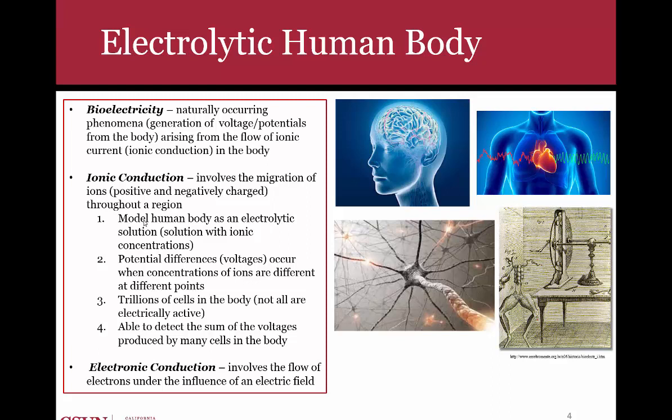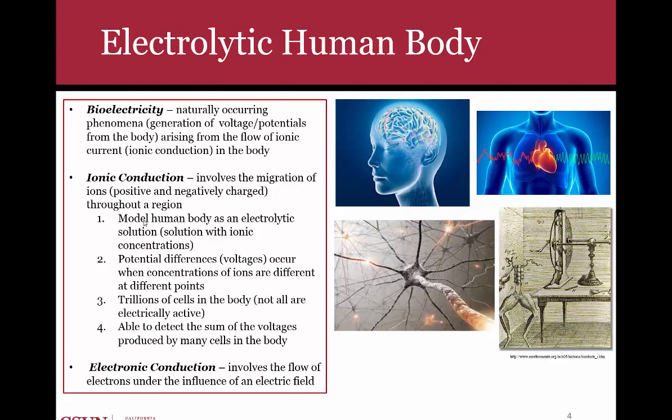A little bit about ionic conduction. It involves the movement of ions. Like I mentioned before, we can model the human body as basically an electrolytic solution that has various concentrations of ions like potassium, sodium, calcium, chlorine, etc. Voltage differences or potential differences occur when there are different concentrations of different ions at different points. And you're going to see that in the next couple of slides.